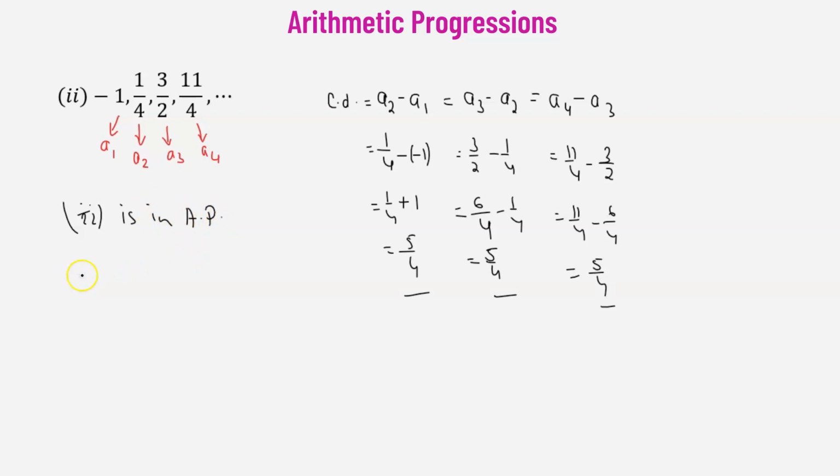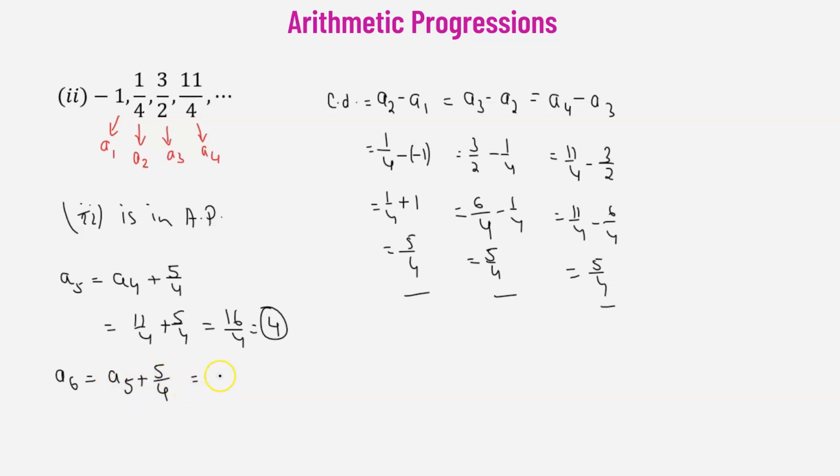Now we have to find the 5th, 6th, and 7th terms. So A5 will be simply equal to, we take the 4th term in the sequence, and to it we add the common difference, which is 5/4. Now the A4 value is 11/4. To it we add 5/4, and this is going to give us 16/4, and 16/4 is simply 4. So this is our 5th term. Now we'll go to the 6th term. The 6th term will be, we take the 5th term, and to it we add the common difference, which is 5/4. And this will be equal to 4 added to 5 over 4.